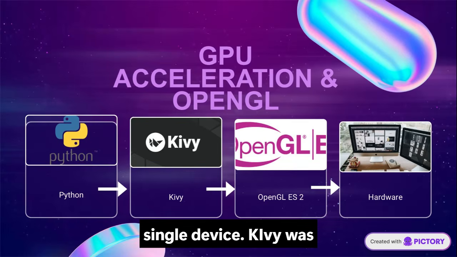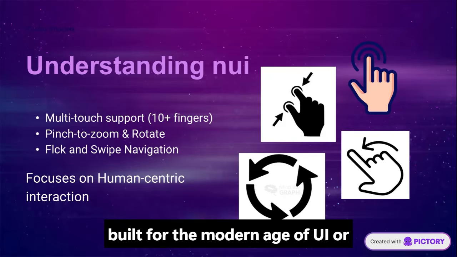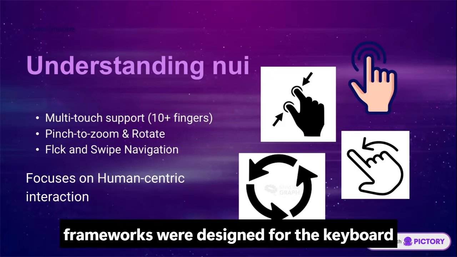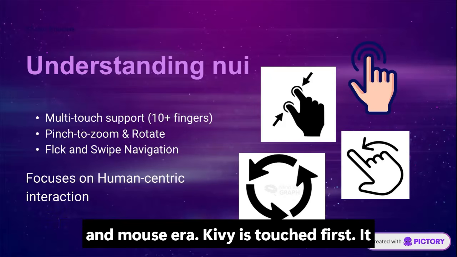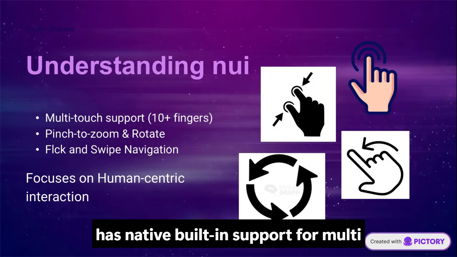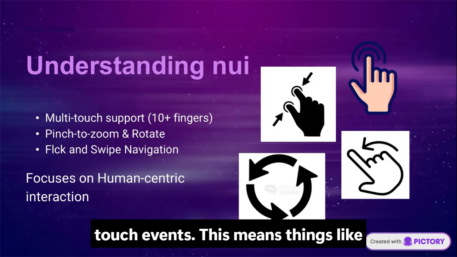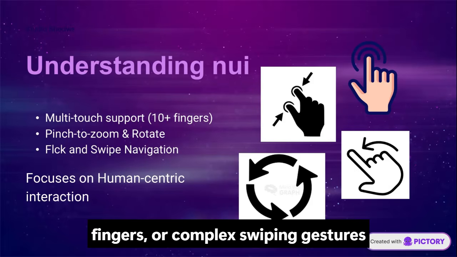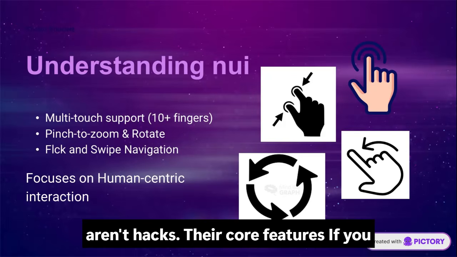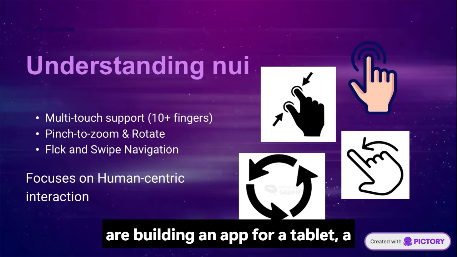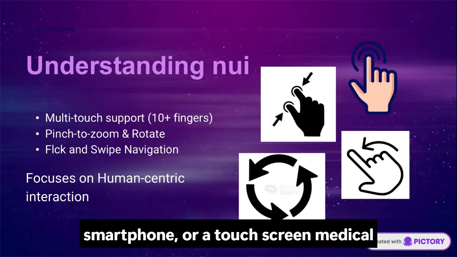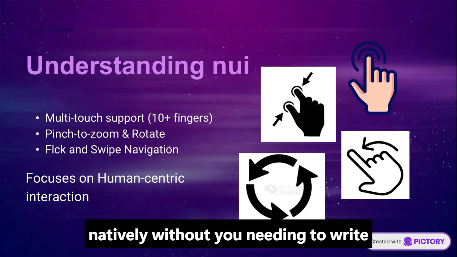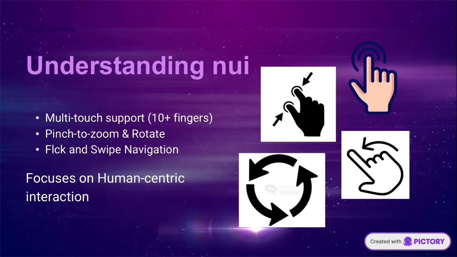Kivy was built for the modern age of NUI, or natural user interfaces. While older frameworks were designed for the keyboard and mouse era, Kivy is touch-first. It has native, built-in support for multi-touch events. This means things like pinching to zoom, rotating with 2 fingers, or complex swiping gestures aren't hacks. They are core features. If you are building an app for a tablet, a smartphone, or a touchscreen medical device, Kivy understands those inputs natively without you needing to write complex math to track finger coordinates.